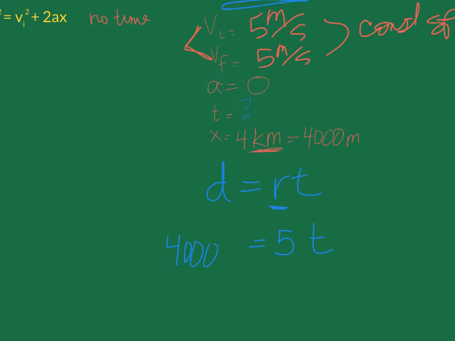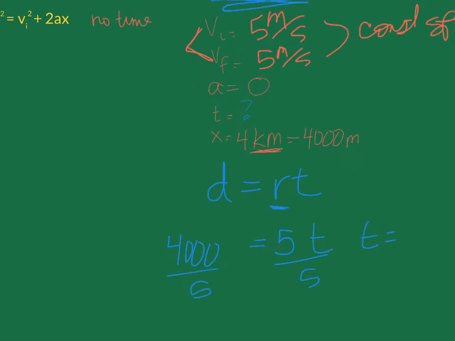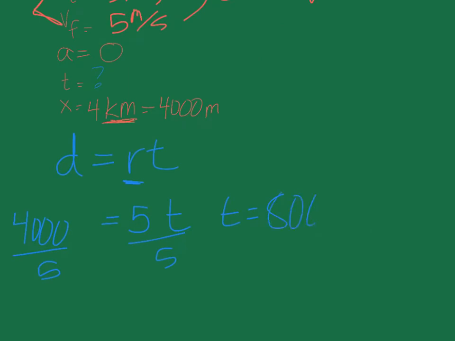Okay? Oops. Let's not put the meters in there because that kind of confuses. It looks like another variable. So when I put things into the equations, I generally leave the units out of my equation just because I find that it kind of confuses the math. It's like, what's my variable? What am I looking for? So we're going to divide both sides by 5, and we get t equals, well, gee, 800 seconds.